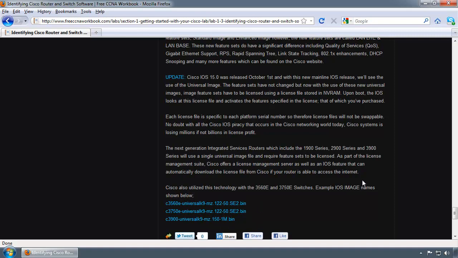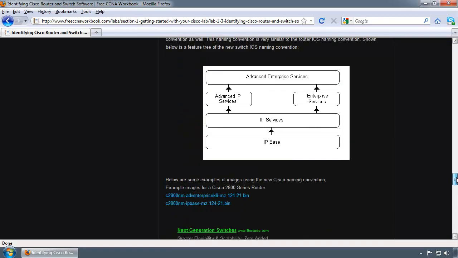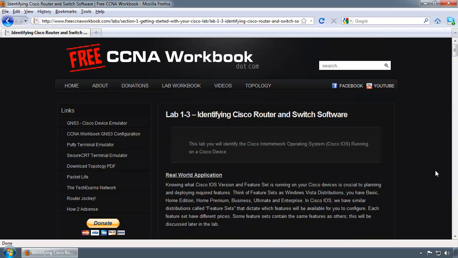Whereas with the previous switches, such as the 3550 and just a regular 3560, you could just load a different IOS and it would boot the newer feature set. I believe that's probably all I'm going to touch on here. I'm going to go ahead and demonstrate a few things in IOS, like I was talking about earlier.